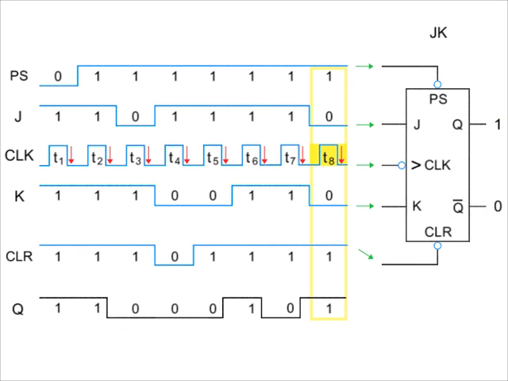At T8, both J and K go to 0 or low. Thus, Q remains high.